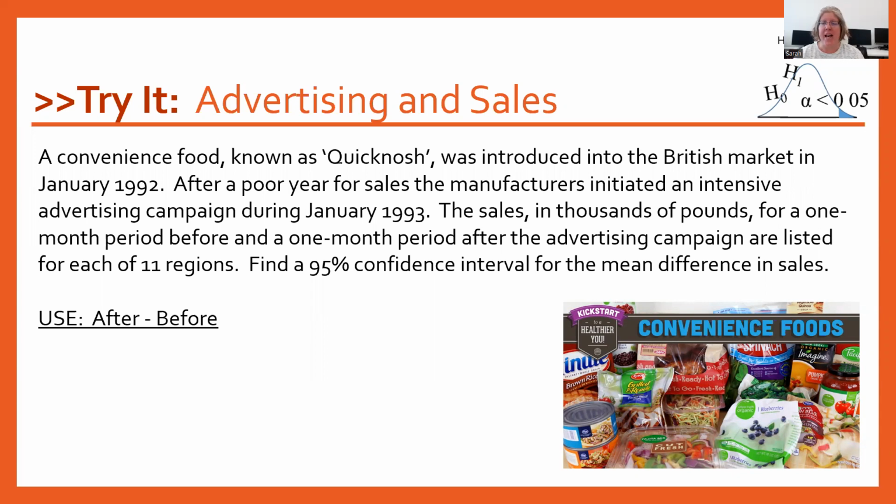The sales, in thousands of pounds, for a 1-month period before and a 1-month period after the advertising campaign are listed for each of the 11 regions. Find a 95% confidence interval for the mean difference in sales. And then our order of subtraction is given to us as after minus before.